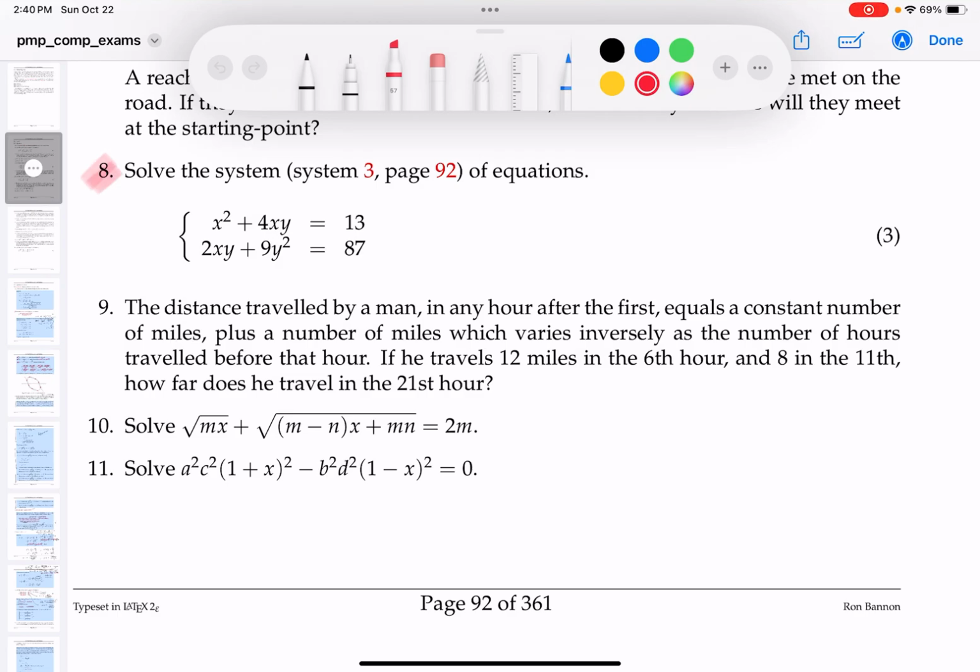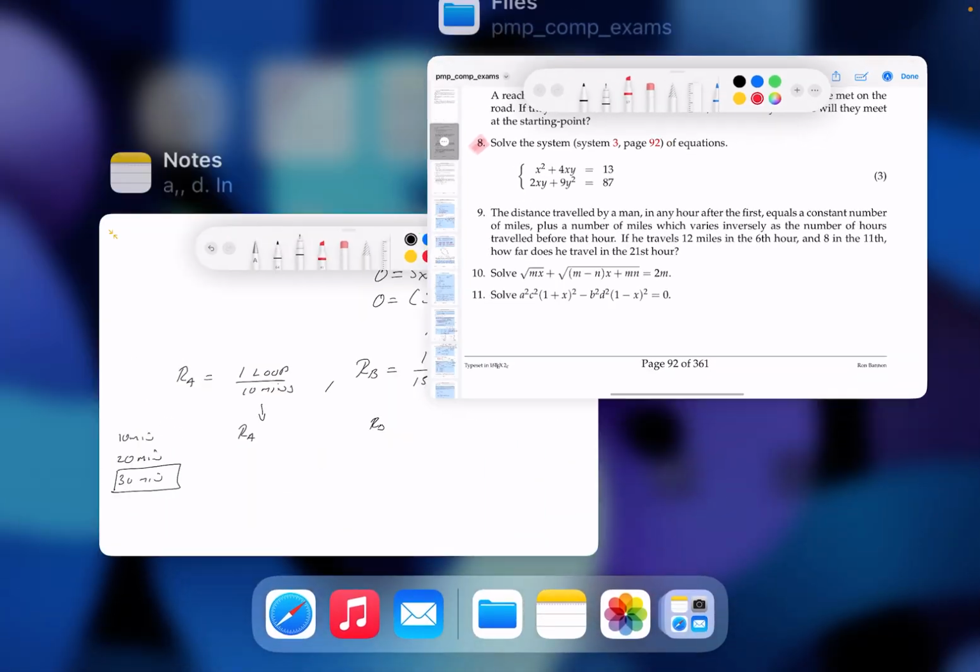Okay, we're on number 8. I'm going to do the whiteboard to do it. It says solve the system, and we're going to solve it. All right, let's take a look.